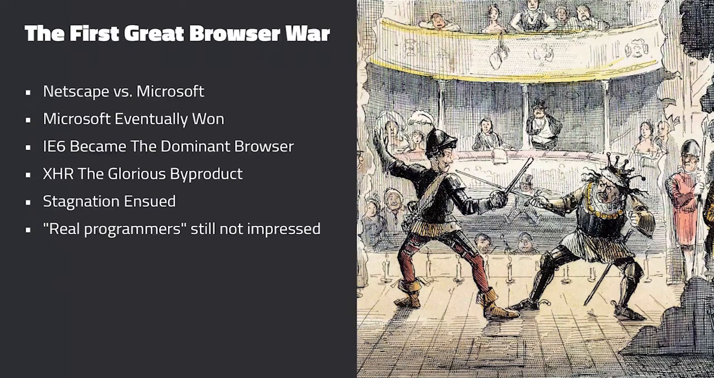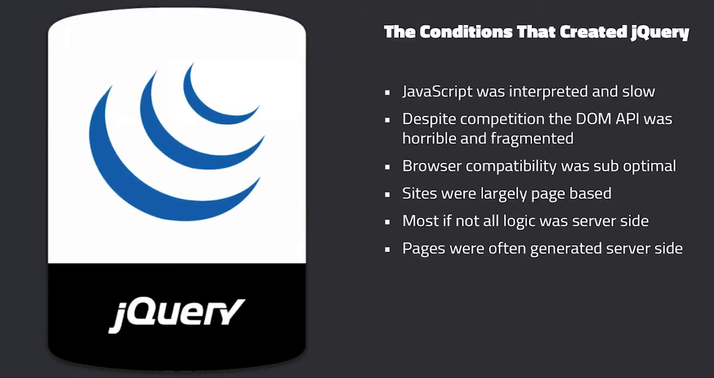Internet Explorer 6 became dominant. A lot of client-side programming was done with Microsoft-specific controls. Flash and Java applets gained a little bit of ground. And overall, I mean, these quote-unquote real programmers who worked in their C and C++ lands were still not overly impressed with browsers. And there's a lot of good reason for that. I mean, JavaScript at this point was still quite slow. So there's a bunch of conditions around this time, early 2000s, that led to the creation of the jQuery library.